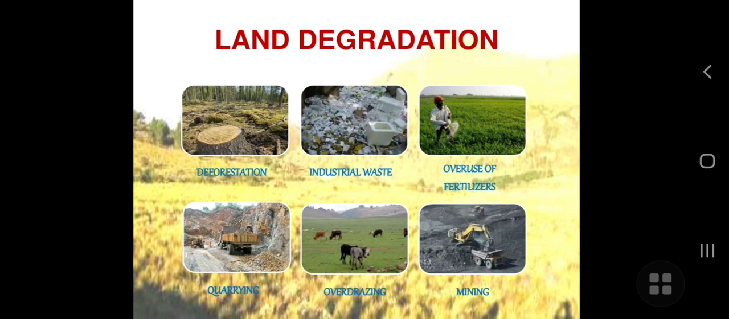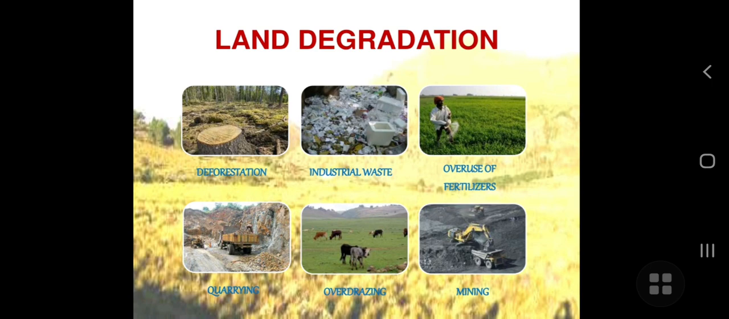Overgrazing of land by animals results in removal of grass over a large area, making it easy for wind and water to remove the soil. In the states of Gujarat, Rajasthan, Madhya Pradesh, Maharashtra and hilly states of northern India, overgrazing is one of the main reasons for land degradation.